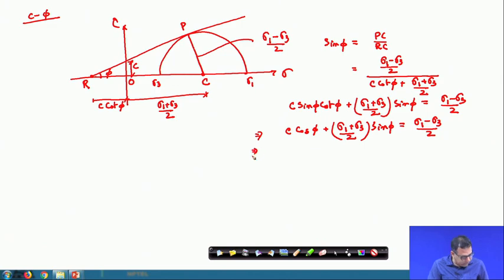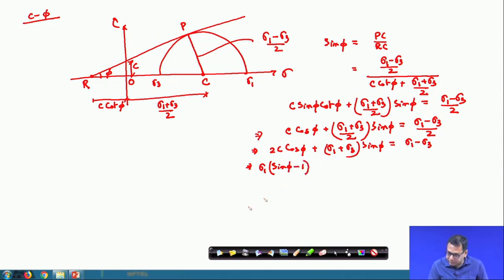So, I can further write that 2c cos phi plus sigma 1 plus sigma 3 sin phi will be equal to sigma 1 minus sigma 3. Now, if I take all the sigma 3 and sigma 1 to this side. So, sigma 1, if I take common, this will be sin phi, and this will come this side. So, sin phi minus 1, and I take sigma 3 all on this side.